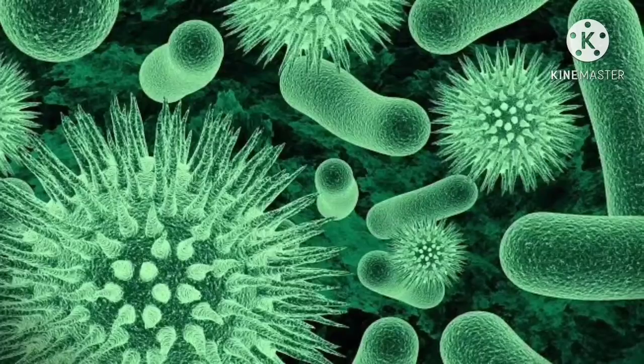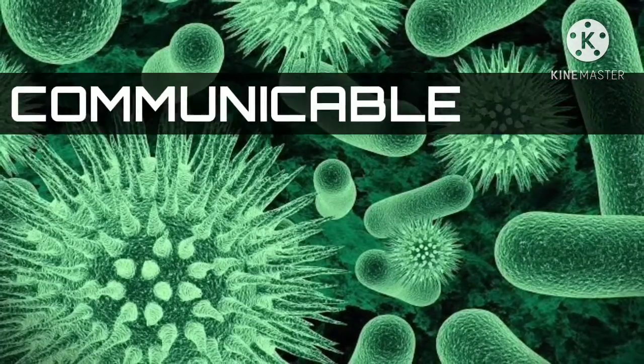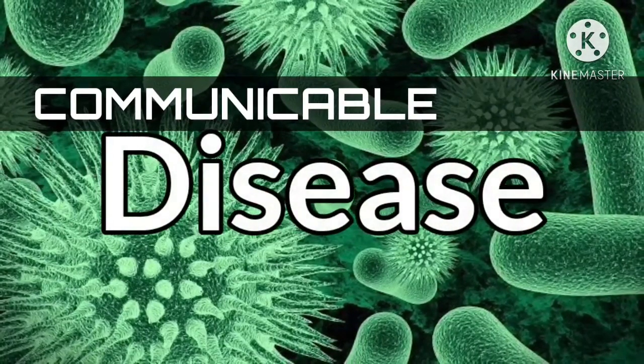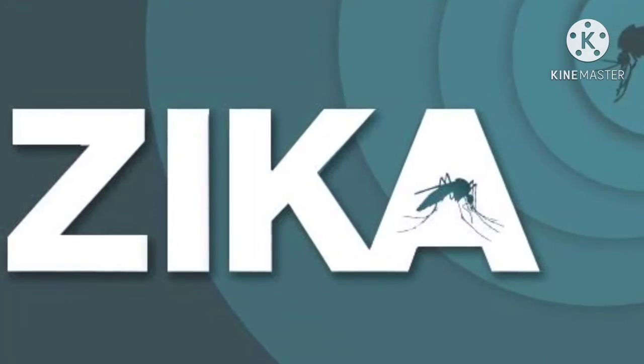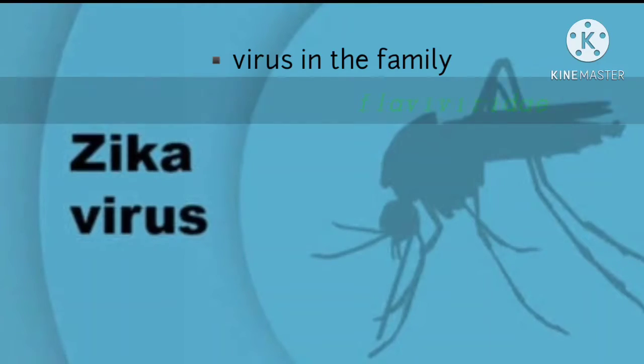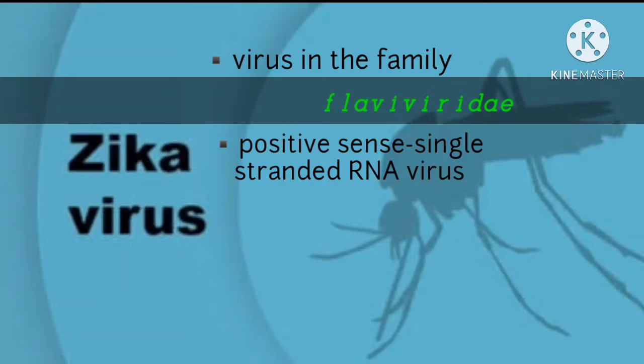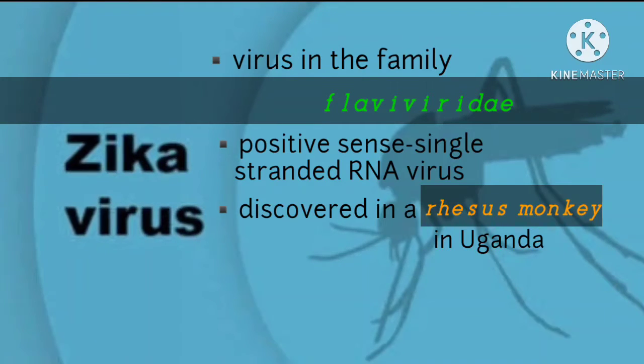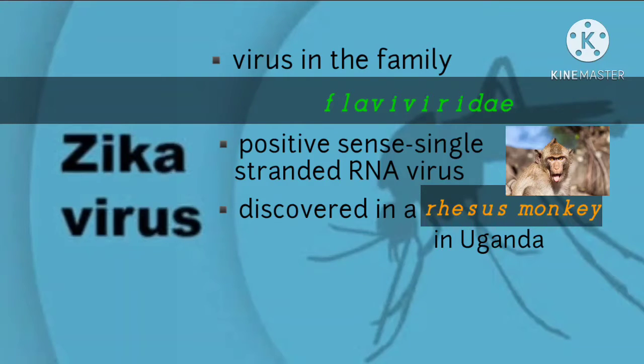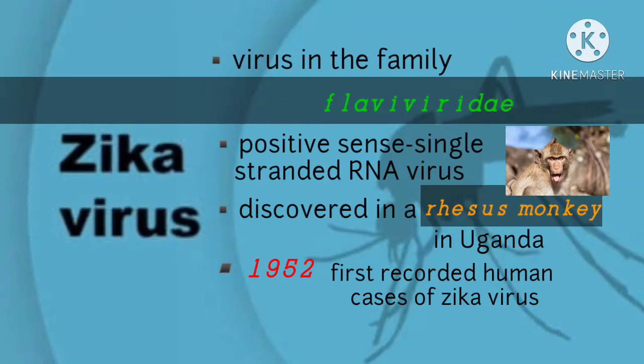For this video, we're gonna talk about one example of communicable disease: Zika virus. It is a virus in the viral family Flaviviridae. It is a positive-sense single-stranded RNA virus, and it was originally discovered in a rhesus monkey in Uganda, where the first recorded human cases occurred in 1952.